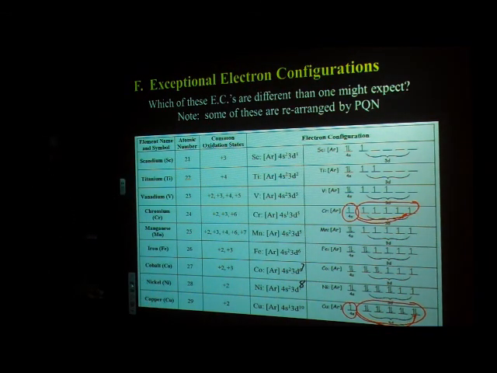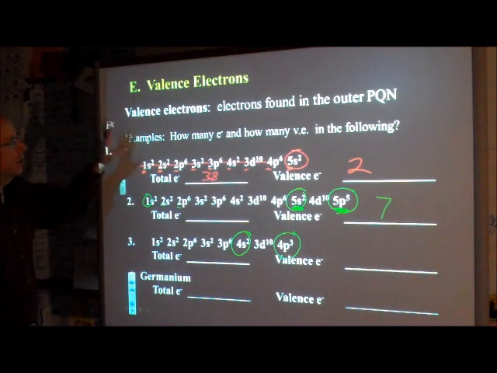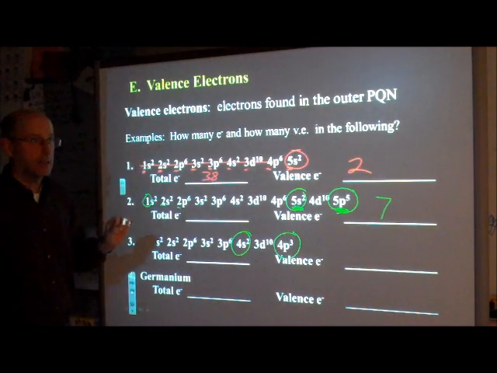We did 2 things. The second thing that we did was we looked at some of these strange atoms. There's just a couple of them. So chromium and copper have exceptional electron configurations. They're weird, and not what we would expect. And then the first thing that we did was we looked for valence electrons. That is to say, electrons found in the outermost PQN.